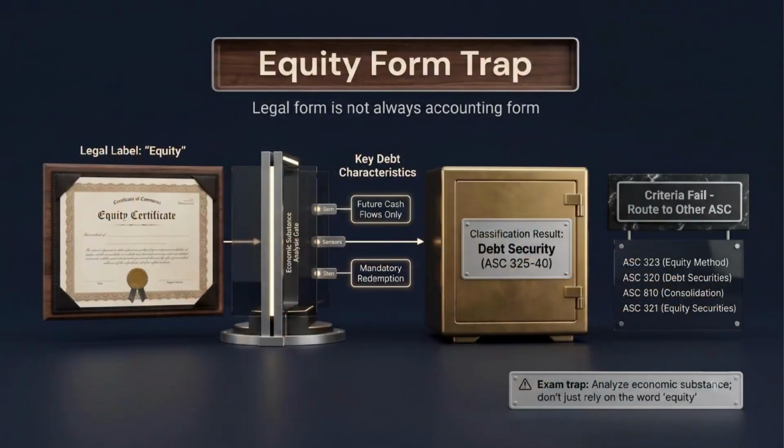This slide gives an important exam trap. Do not stop analysis just because the instrument is legally labeled equity. Some equity form interests can still be accounted for like debt securities if they represent only rights to future cash flows or have mandatory redemption features. But if the criteria are not met, the accounting may move elsewhere, such as equity method, debt securities, consolidation, or equity securities guidance. In accounting, labels are useful clues, but they are not the judge. The judge is economic substance.